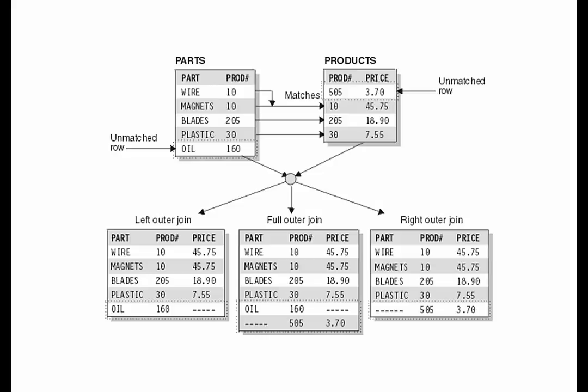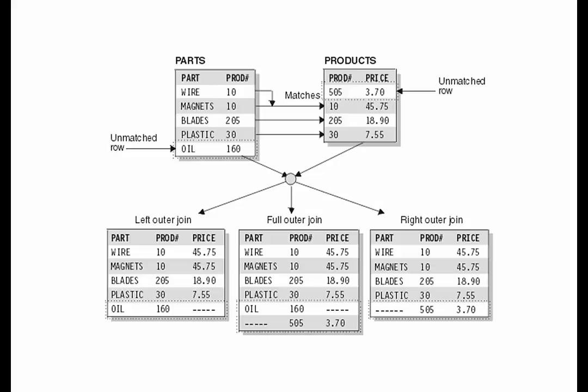So here, in the left join between these two tables, we have oil, with a product number, but there's no equivalent product number in products. So in a left join, we've got oil here, and we get a null value in price because we don't have a record in price.